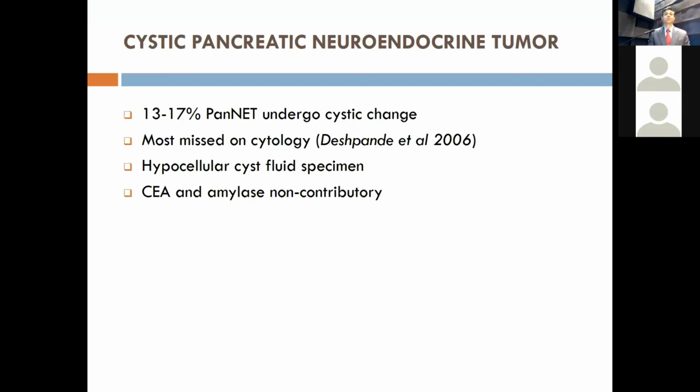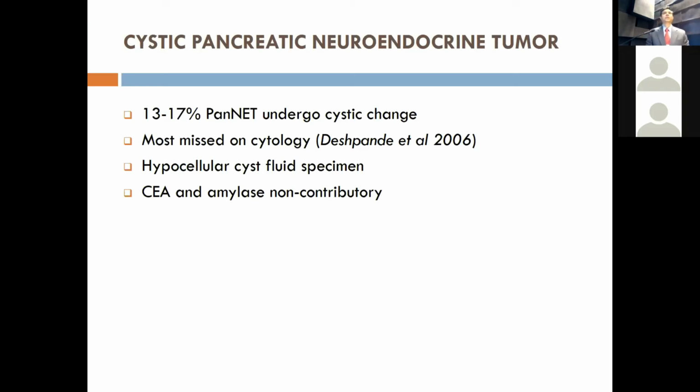Cystic change in pancreatic neuroendocrine tumors is actually not that rare. Some of the recent studies have shown this phenomenon to occur in 13 to 70% of these neoplasms. And because CEA and amylase are not very helpful, a lack of knowledge of this phenomenon can lead to undersampling, especially if the person who's sampling is not familiar, they will just not sample the wall.